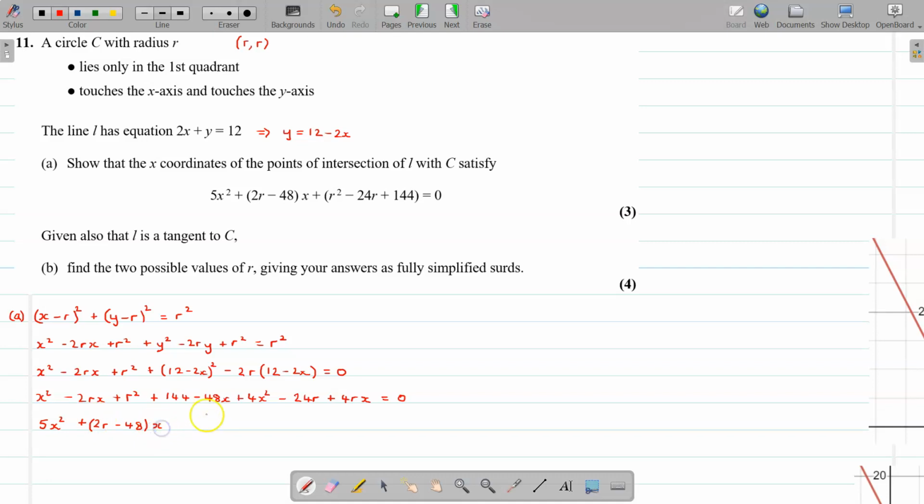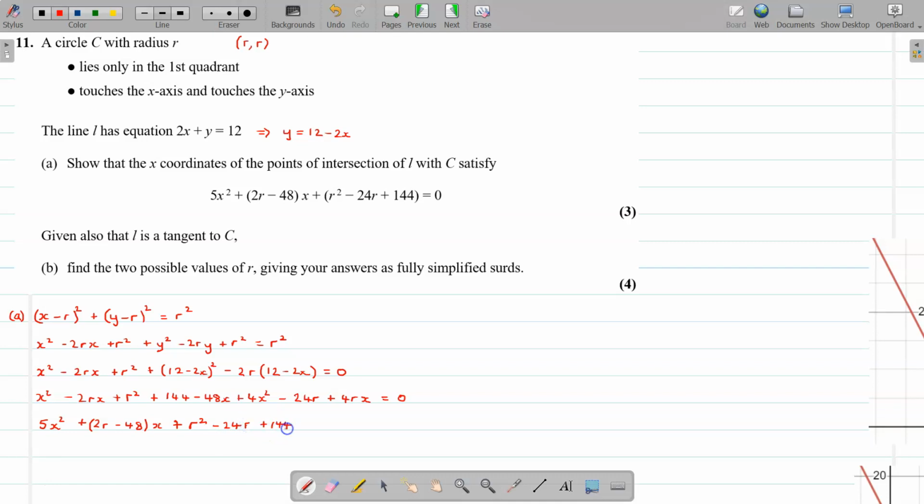Okay, and then I need the numbers, which hopefully are the bits that contain either numbers or the letter r, but no x's. And of those, I've got an r squared somewhere on its own. Okay, there it is. I've also got a minus 24r and a 144. So it all works out. Okay.